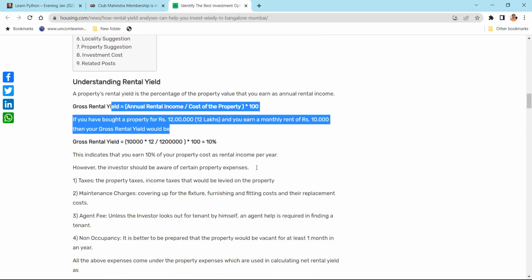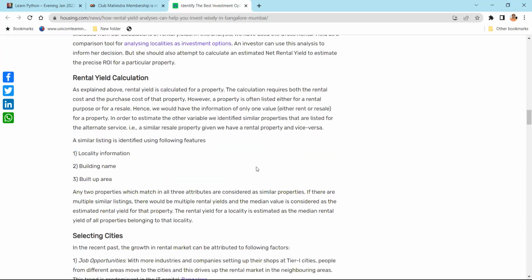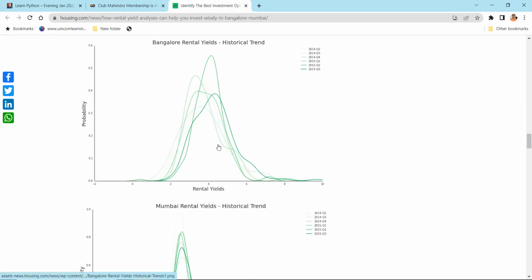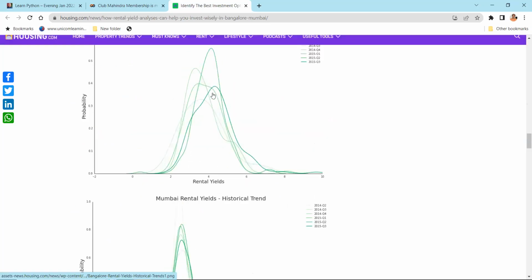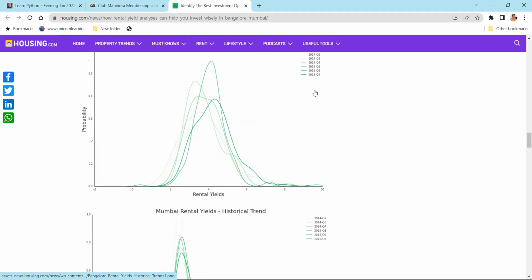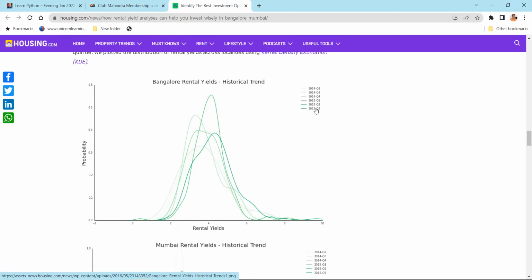And now he's talking about comparing Bangalore and Mumbai. Now you see here, this guy talks about 6-quarter data from 14 Q2 to 15 Q3. The lighter the line, the older it is. Darker means it is newest. So what do you see from here? What does this graph tell you? This is the rental yield for Bangalore. So what is this graph telling you?